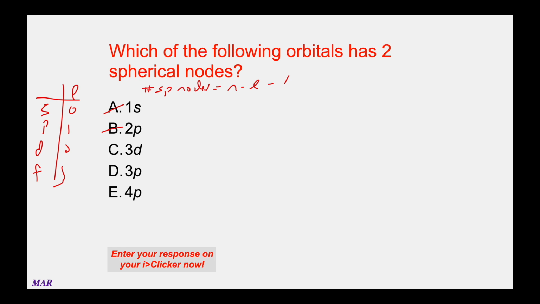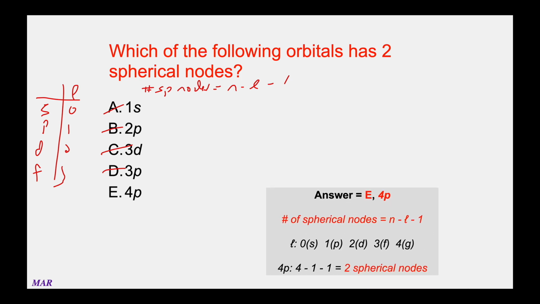The next one, n equals 3 for 3D. D means L equals 2. So we go 3 minus 2 minus 1. That one also has 0. That one's not going to do anything. D, 3P, n equals 3, P means L equals 1. So we would go 3 minus 1 minus 1, 1 spherical node, but it doesn't have 2 spherical nodes, so that's not right. So let's open the last one. 4P means n equals 4, P means L equals 1. 4 minus 1 minus 1, that one's going to have 2 spherical nodes. So answer E would be the best one.